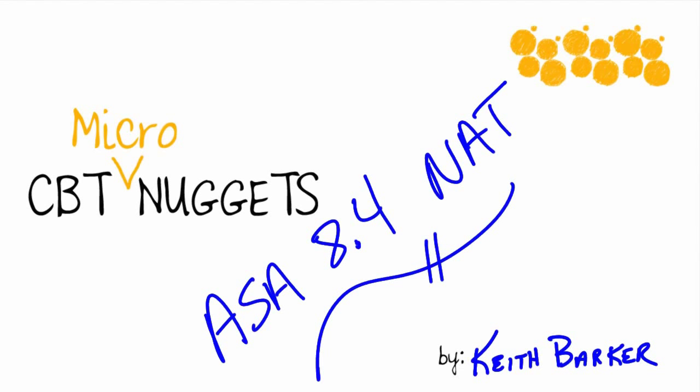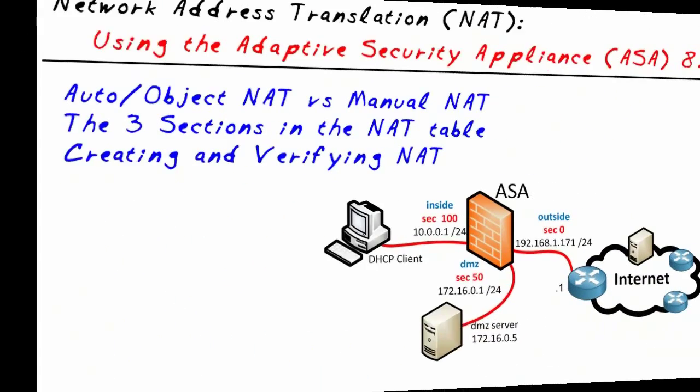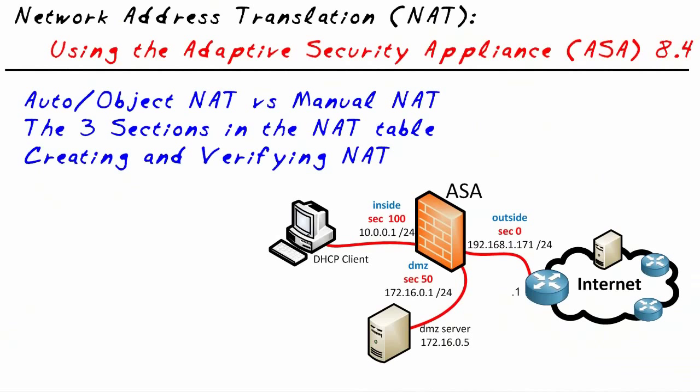The Adaptive Security Appliance version 8.3 and higher, network address translation. Let's jump in. A friend emailed me a few months ago and said, hey Keith, a really good idea for a nugget would be NAT version 8.3 and higher on the ASA. And I said, you know what, that's a really good idea, and here we go.